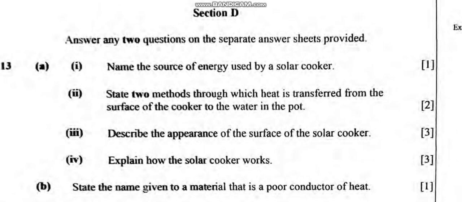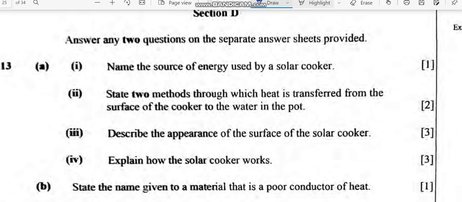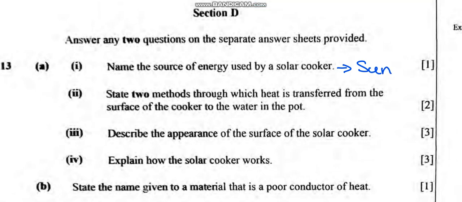Item 1 says, name the source of energy used by a solar cooker. The source of energy used by a solar cooker is actually from the sun. Okay, the source is from the sun.